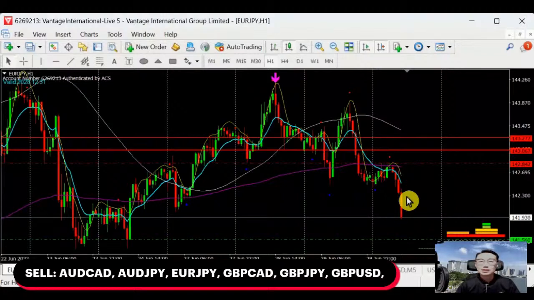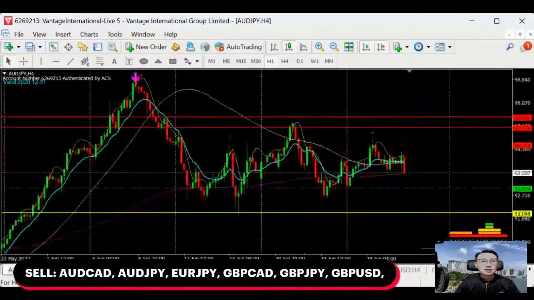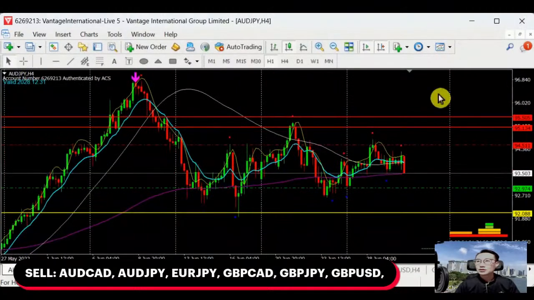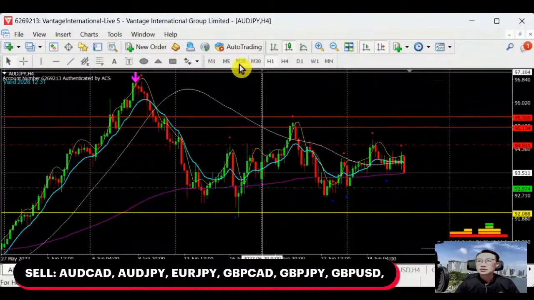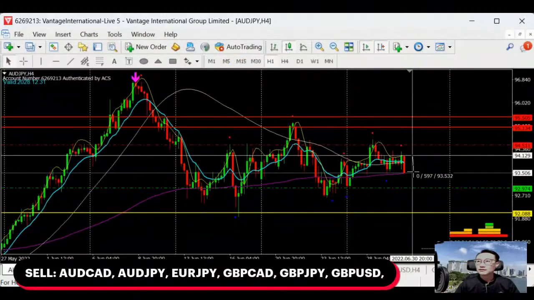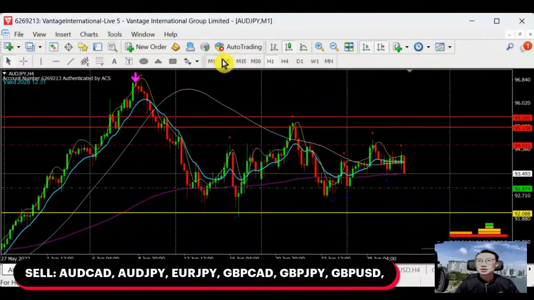So for pound yen, I'm not sure. AJ, Aussie yen. Let's take a look at Aussie yen. Oh yeah, Aussie yen also started to sell. It has been selling for about 60 pips. I think that's very harsh. That's very good. Wonderful.